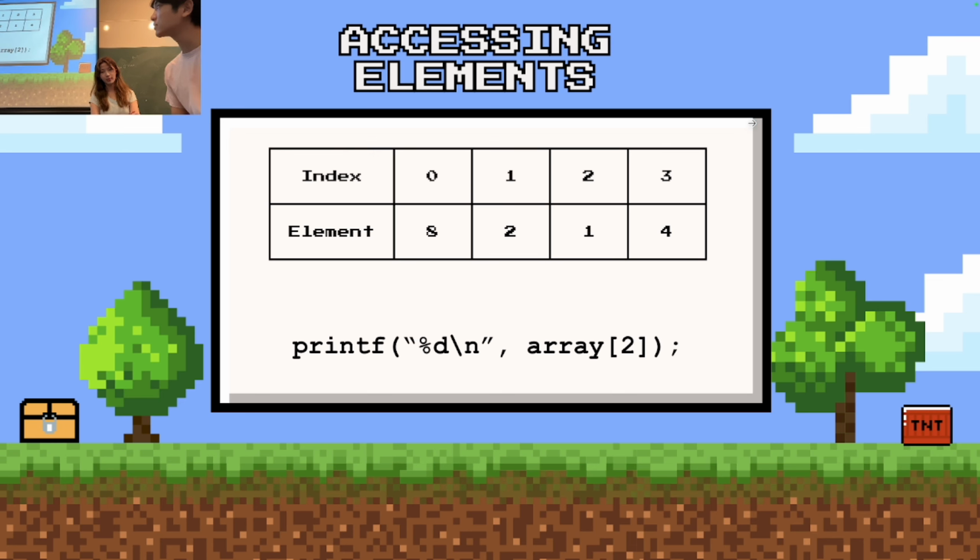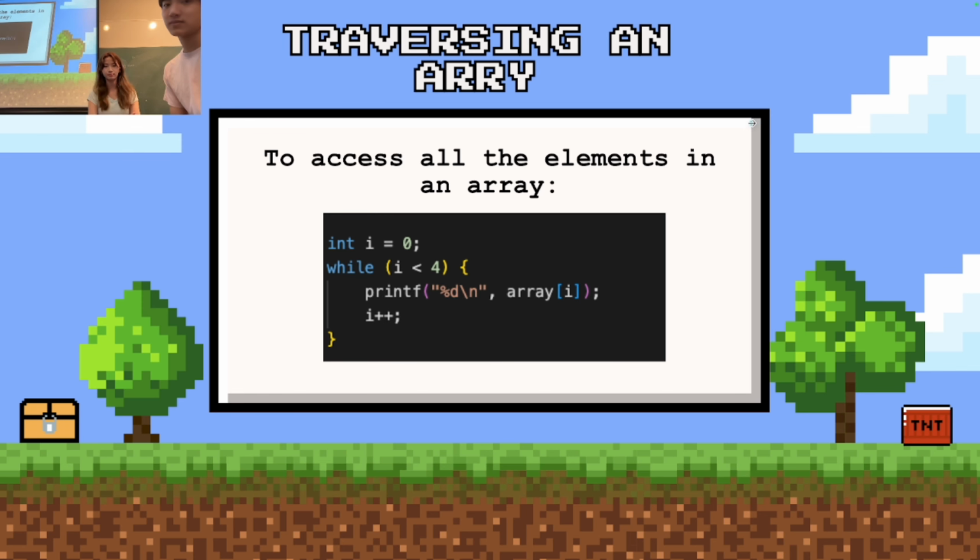Okay, so we're printing array index 2, and we have the elements 8, 2, 1, 4. What does this print? 1? Yeah, nice. That's exactly right. It prints 1 because we're starting from index 0 and going to index 2, and %d is just the format for int. So yeah, next slide. To access all the elements in an array, we start from int i equals 0, because arrays always start from index 0, and we print each value of the array, and then we increment i.